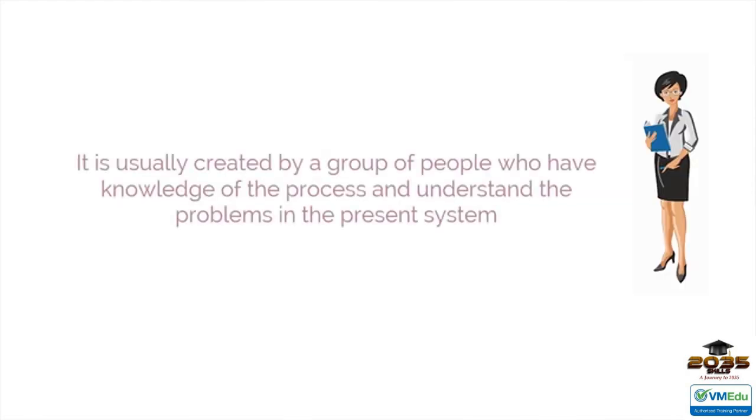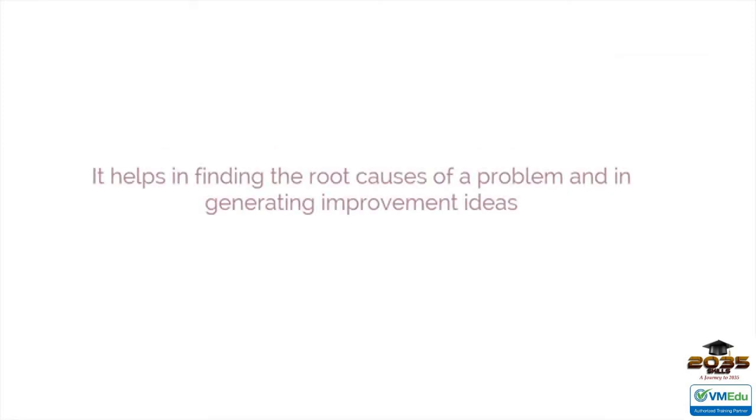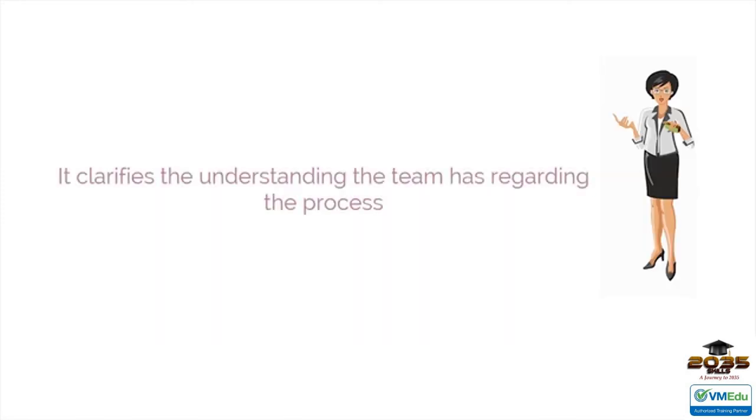A cause and effect diagram is usually created by a group of people who have knowledge of the process and understand the problems in the present system. It helps in finding the root causes of the problem and in generating improvement ideas. It clarifies the understanding the team has regarding the process.